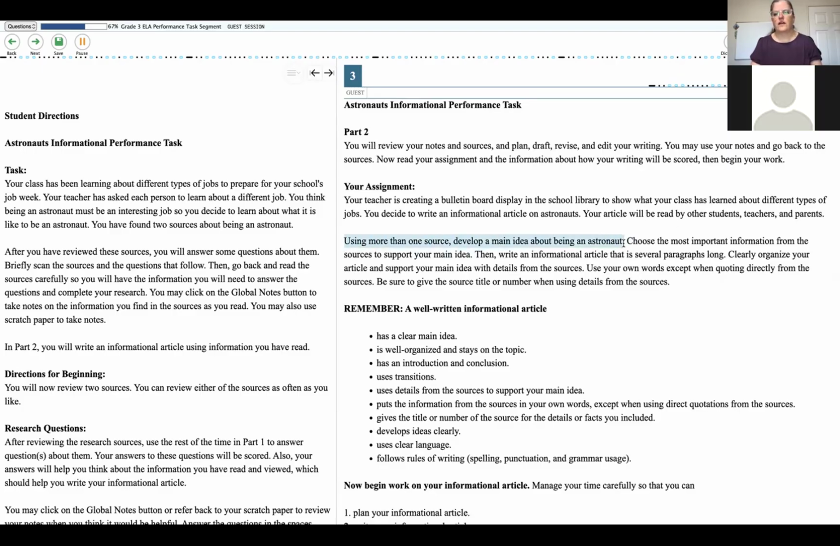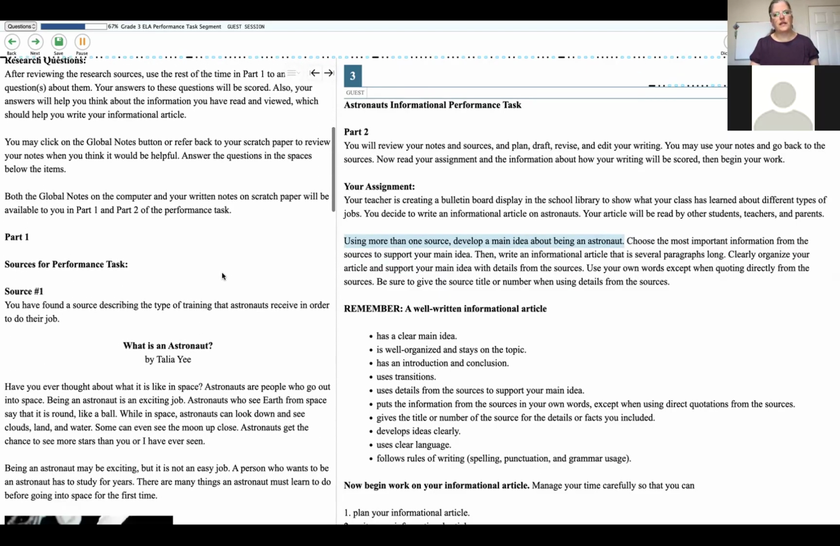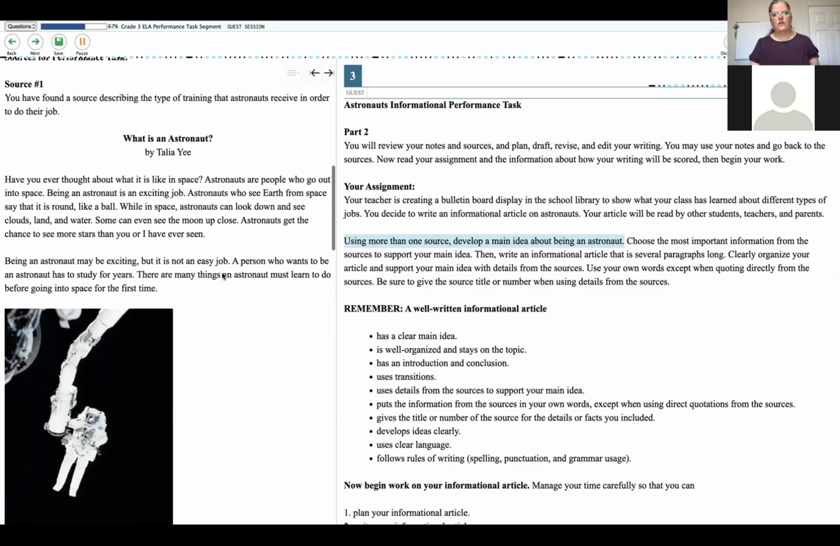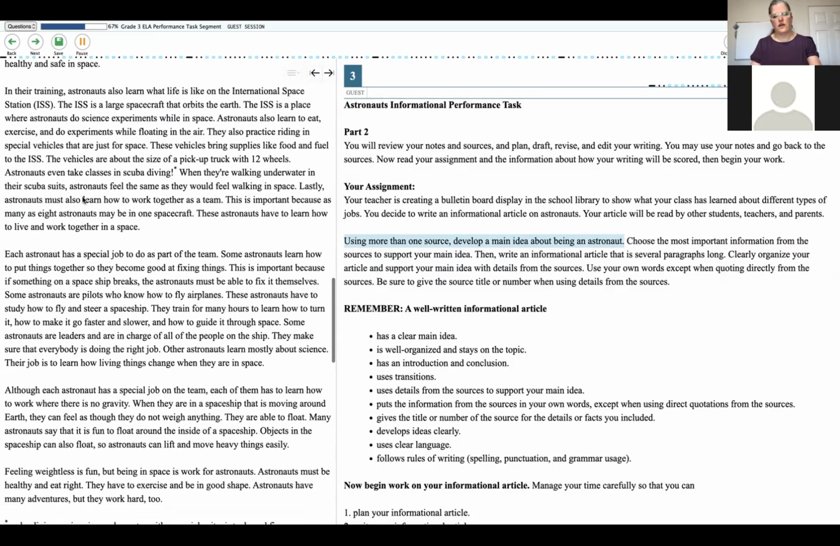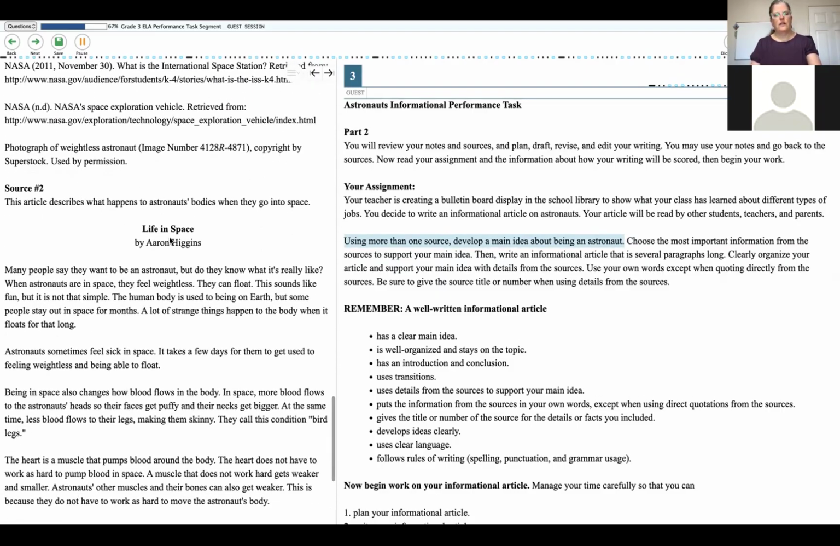Read this sentence right here. Using more than one source, develop a main idea about being an astronaut. And that's what you guys have been working on for your homework. But when you're doing the actual test, you're going to use the sources they give you over here. Source one, what is an astronaut? And source two, life in space. And then you're going to write some paragraphs with that.